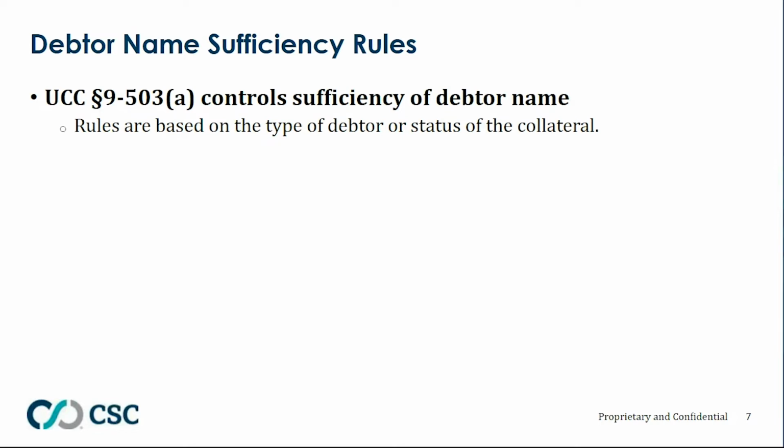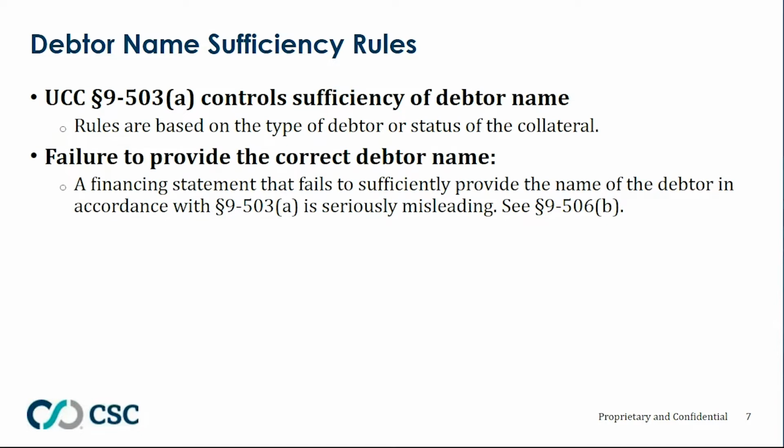Now, if a filer fails to provide the correct debtor name, by correct debtor name, I mean the exactly correct debtor name. There is no substantial compliance. It has to be strict compliance. If the filer fails to provide the correct debtor name in strict compliance with Article 9, then under Section 9-506(b), the financing statement is seriously misleading. Again, there are no minor errors in the debtor name, and a seriously misleading financing statement will not be effective.